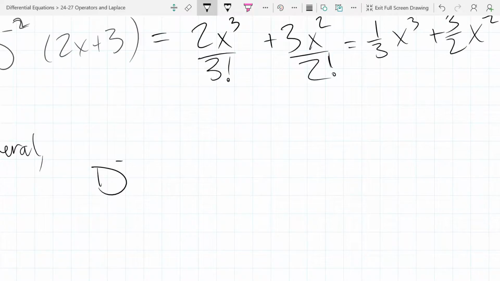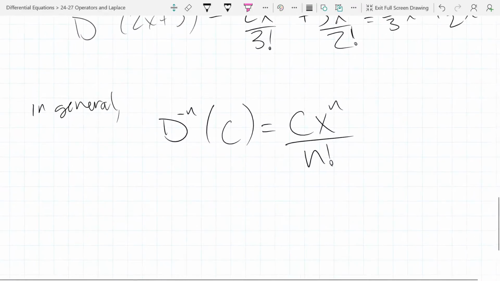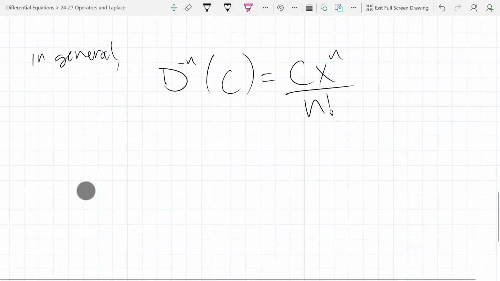So in general, if we do the nth antiderivative of a constant, it should be x to the nth times c, divided by n factorial. So you get an n minus 1, n minus 2, n minus 3. Some of these are kind of tricky. If there's a power of x inside, you'd have to think about it a little more carefully. But if you're just anti-differentiating a constant n times, you'll get x to the n over n factorial.